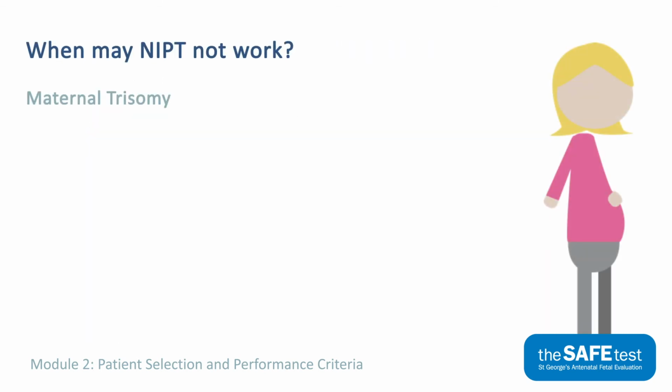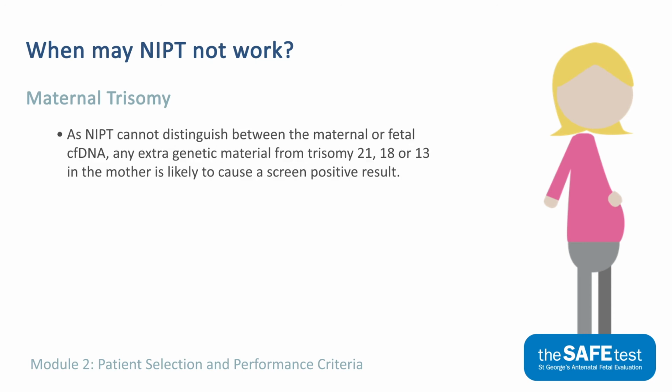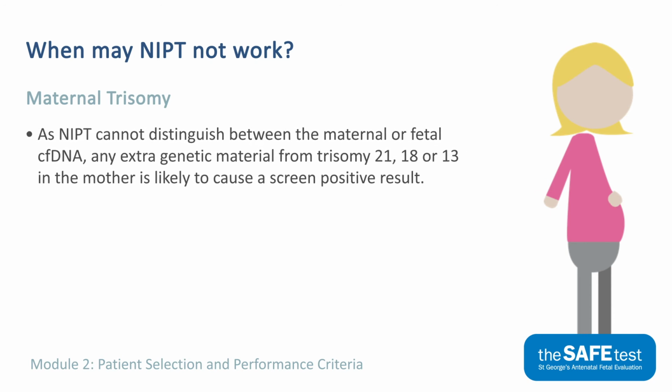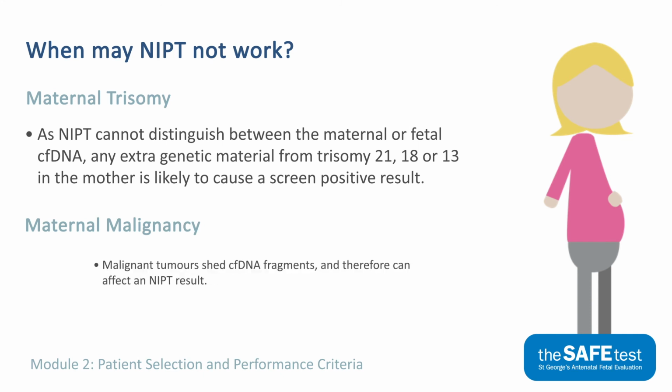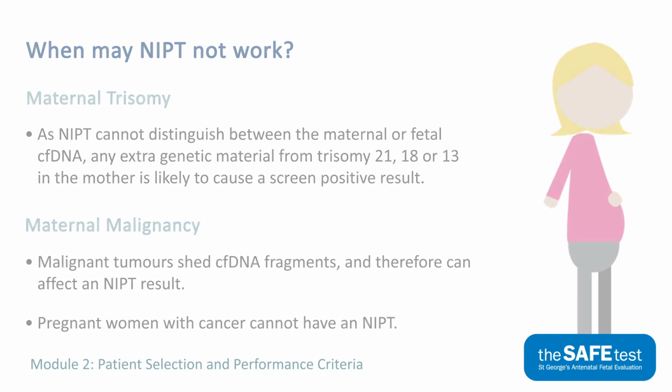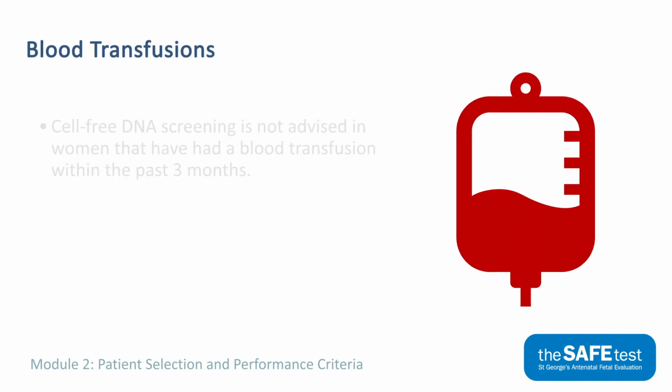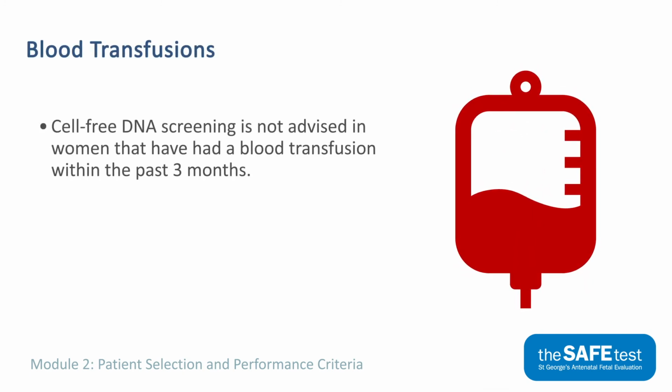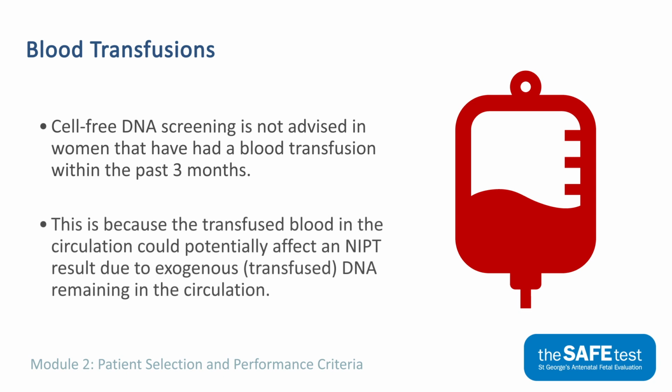NIPT will not work in cases where a maternal trisomy is present or if the mother has cancer, as malignant tumours shed cell-free DNA fragments and it can affect an NIPT result. NIPT is also not advised in women that have had a blood transfusion within the past 3 months. Transfused blood in the circulation could potentially affect an NIPT result due to exogenous transfused DNA remaining in the circulation.